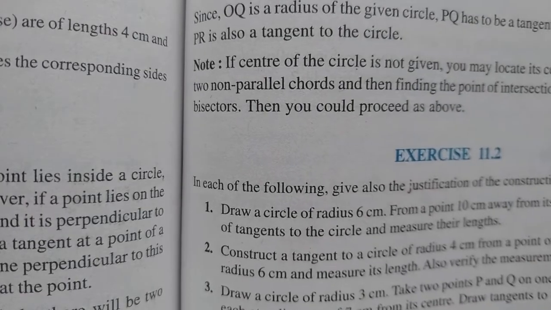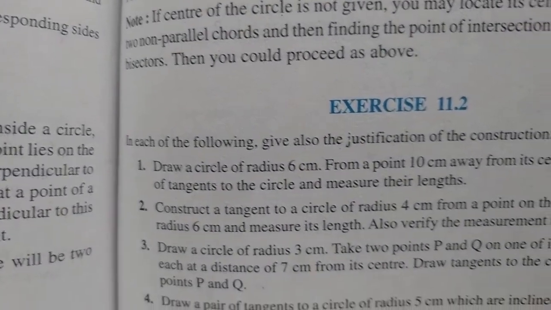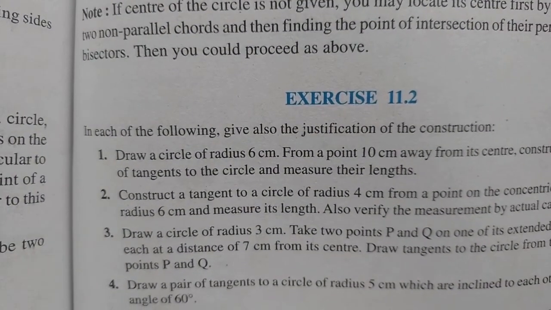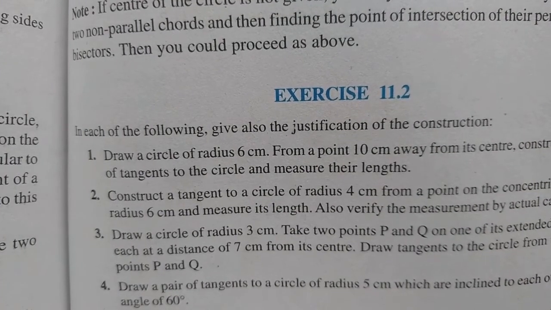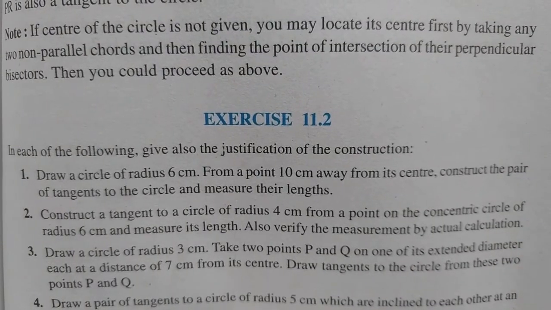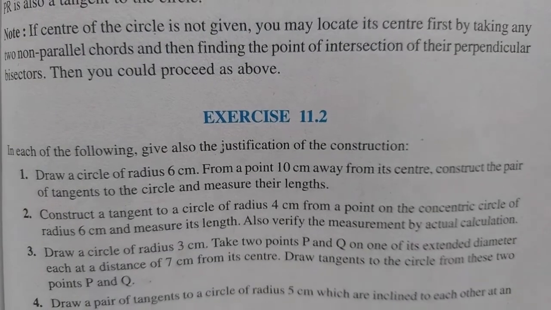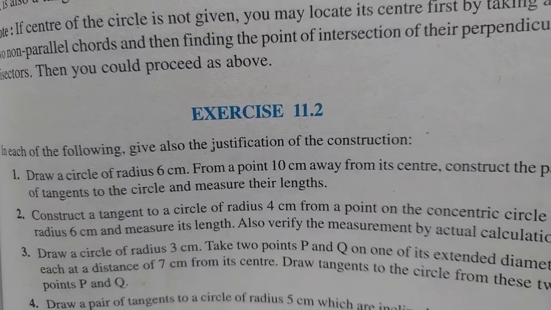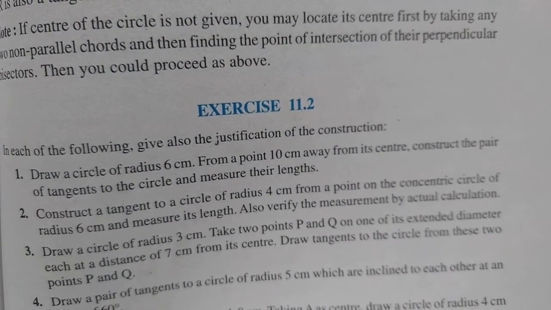Exercise 11.2, question number one. Draw a circle of radius 6 cm from a point 10 cm away from its center. Construct the pair of tangents to the circle and measure their lengths. Okay, children, let us begin this.